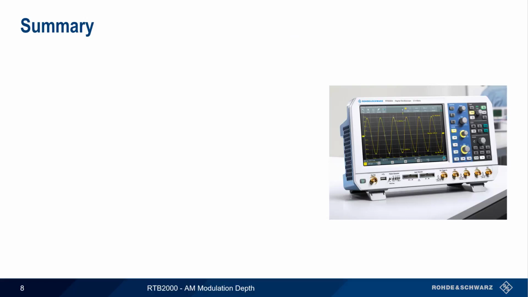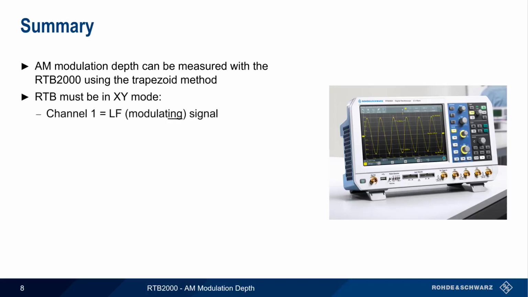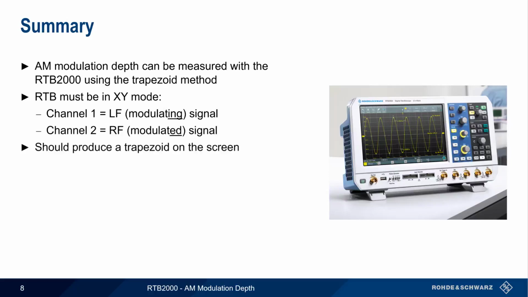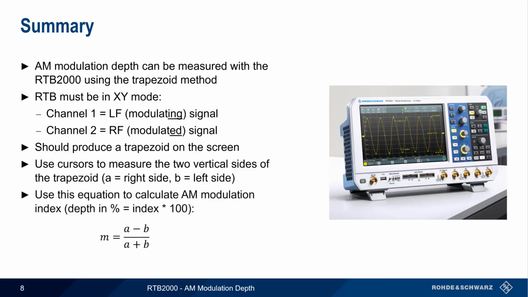Let's end with a short review. This presentation showed how AM modulation depth can be measured on the RTB2000 using the trapezoid method. This method requires the RTB to be in XY mode, with channel 1 connected to the low-frequency modulating signal and channel 2 connected to the modulated RF signal. This should produce a trapezoid on the screen. We then use cursors to measure the two vertical edges of the trapezoid and plug those values into a simple equation to calculate the AM modulation index, or depth.